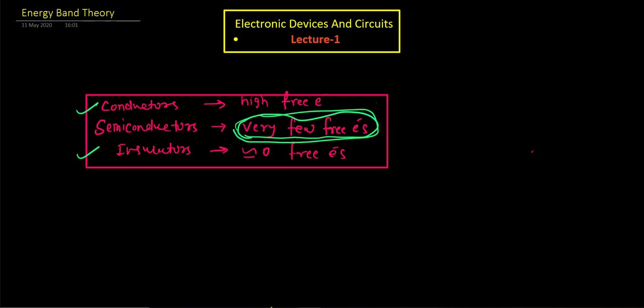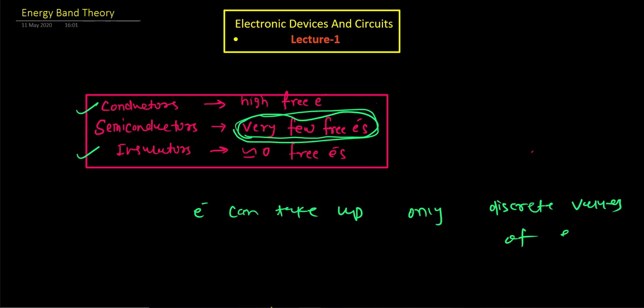So according to quantum mechanics, an electron can take up only discrete values of energies. Discrete values of energies, okay? So an electron can take up only specific values of energy. It's like a digital signal, okay? So electrons cannot take up all the energies.